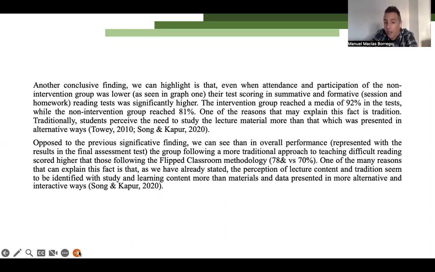One of the reasons that may explain this fact is tradition. Traditionally, students perceive the need to study the lecture material more than material which has been presented in alternative ways.